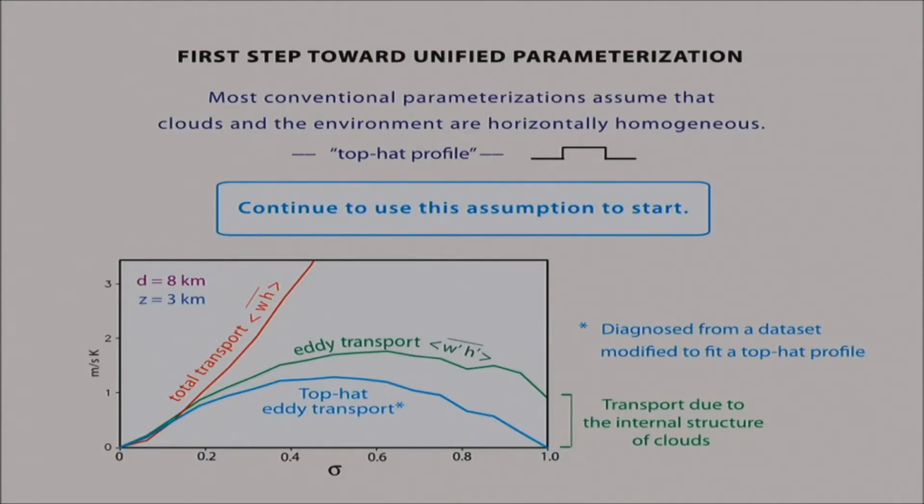But first, you have to notice the total transport, the eddy transport by w'h'. The whole transport by the model is drawn by this red line, so this is all the convective activity contributed by the clouds. And the green and the blue lines are actually the eddy transport, so this is the subgrid scale process transport in this model.